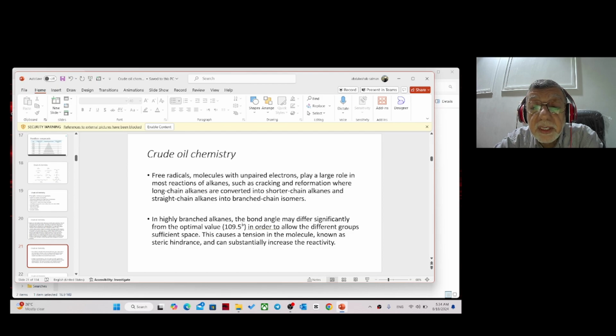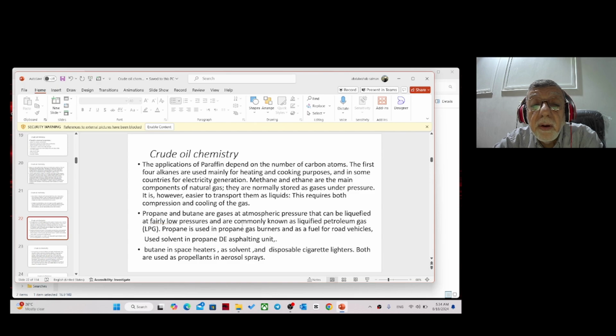In highly branched alkanes, the bond angle may differ significantly from the optimal value of 106.5 degrees in order to allow the different groups sufficient space. This causes a tension in the molecule known as steric hindrance and can substantially increase the reactivity.